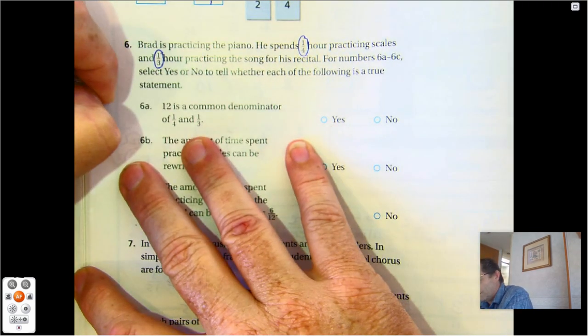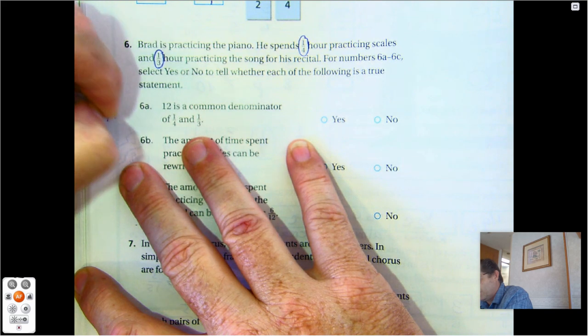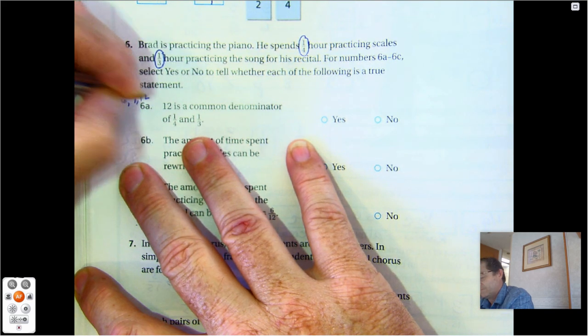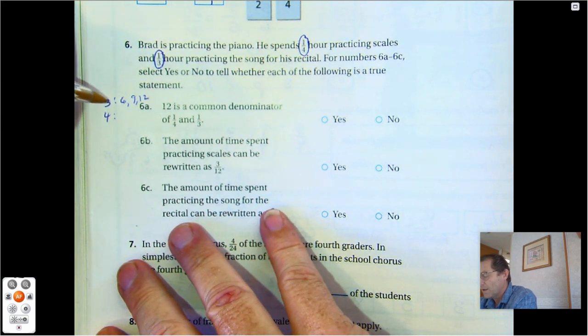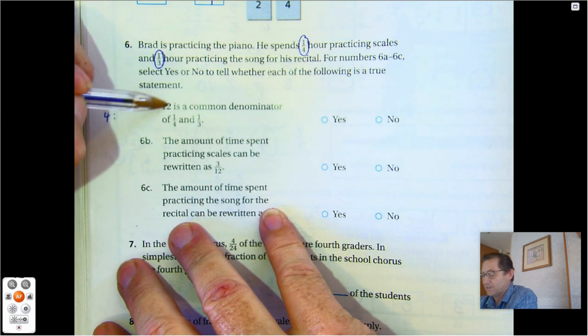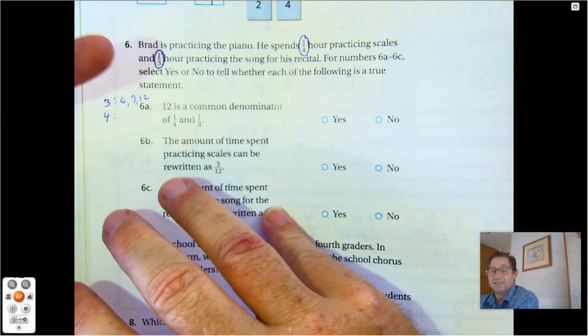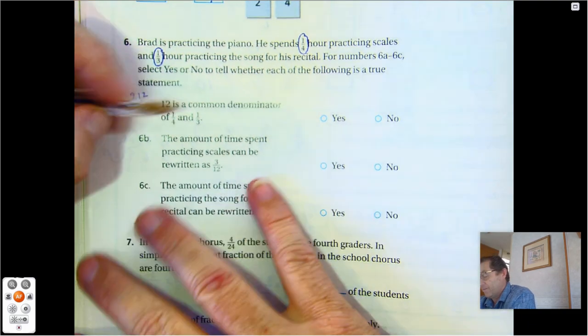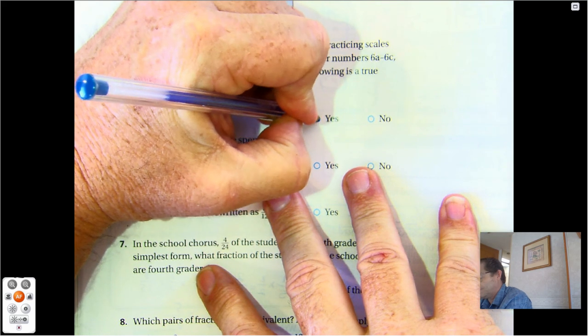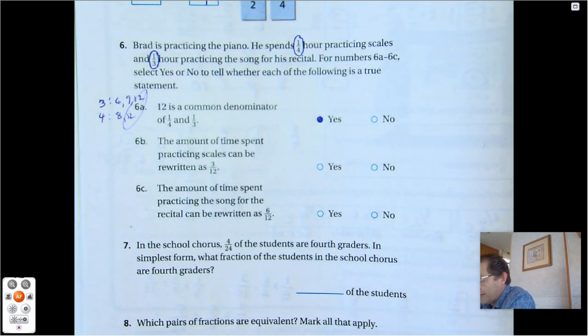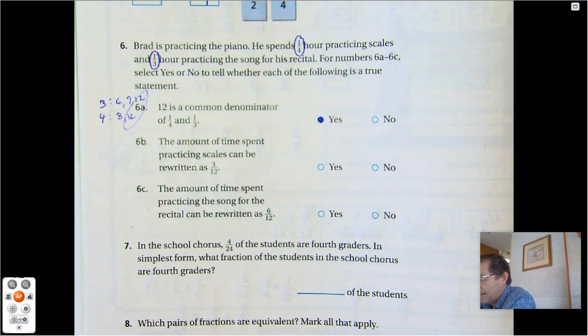Well, if you're not sure, remember we're going to list multiples. Multiples of 3: 3, 6, 9, 12. The reason I stopped at 12 is because that's what they're asking us, is that in common? 4, 8, 12. Yes, 12 is in common. The amount of time spent practicing scales can be rewritten as 3/12.